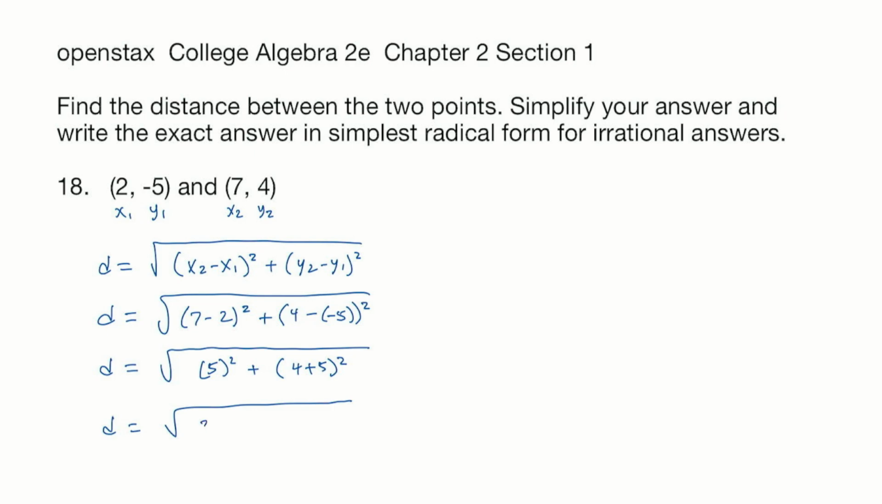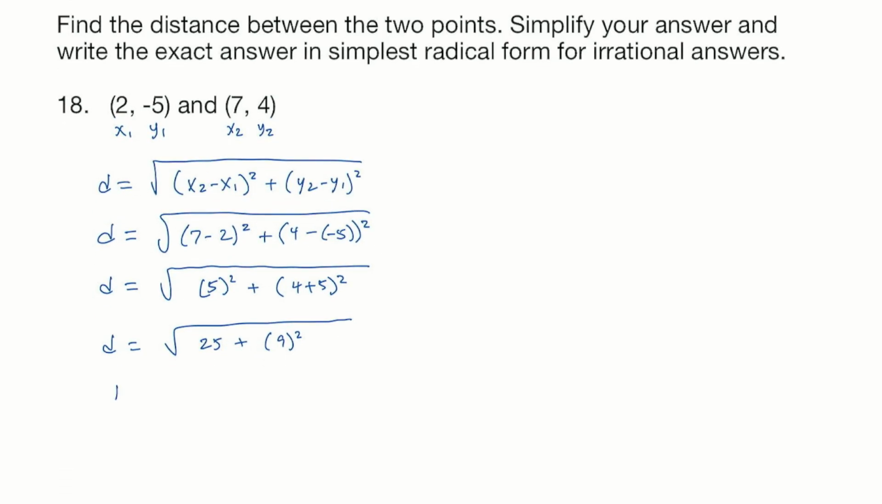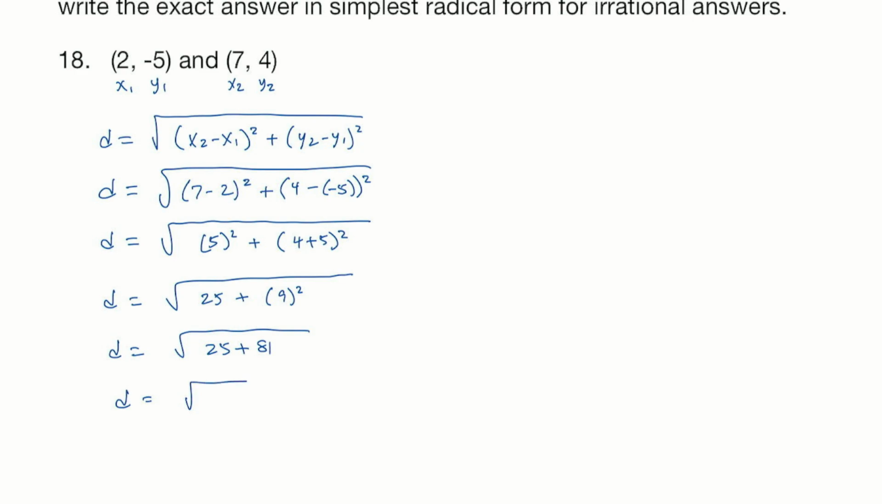All right, 5 squared is 25. 4 plus 5 is 9, and we need to square that. So we have 25 plus 81, and they make 106. And so our answer is the square root of 106.